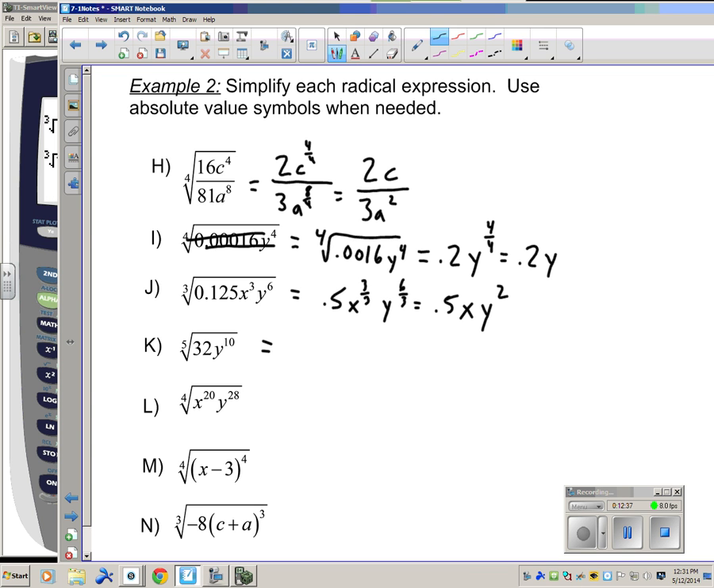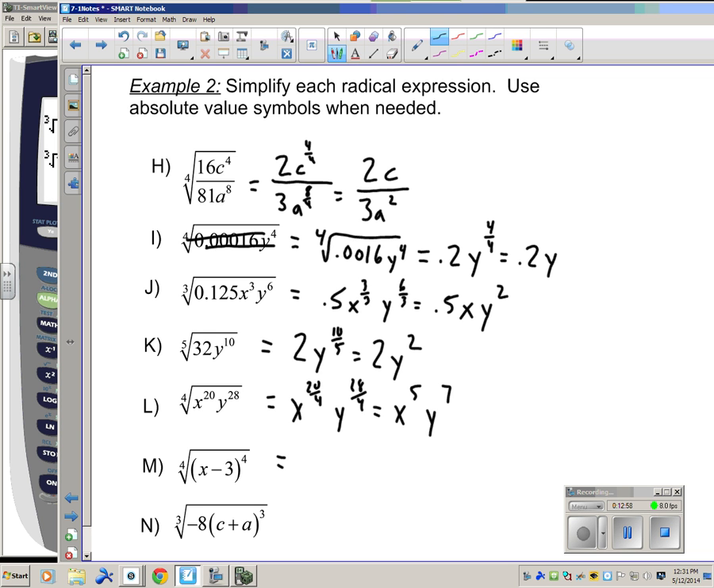Letter K there, the fifth root of 32 there is 2, and you get y to the 10 divided by 5, so you get 2y to the second. Letter L, x to the 20 divided by 4, y to the 28 divided by 4, so we get x to the fifth, y to the seventh.